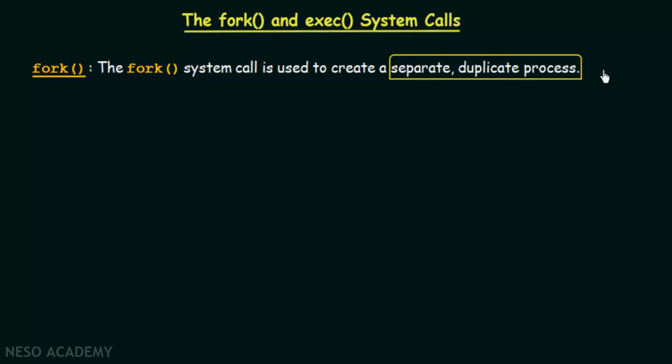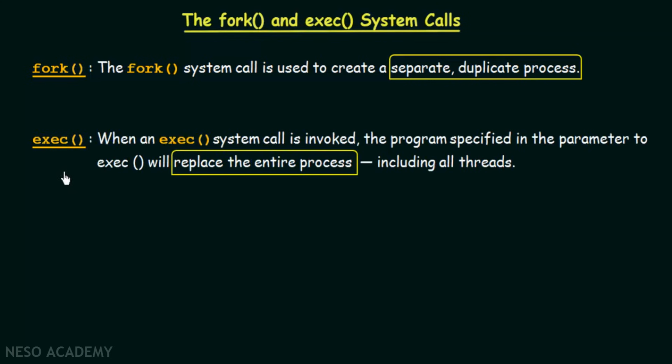Alright, now let's go to the next one, which is the exec system call. When an exec system call is invoked, the program specified in the parameter to the exec will replace the entire process, including all the threads. Unlike the fork system call, when an exec system call is invoked, we have to pass into it a parameter which will be another program. That program will replace the entire process from which this exec was called.